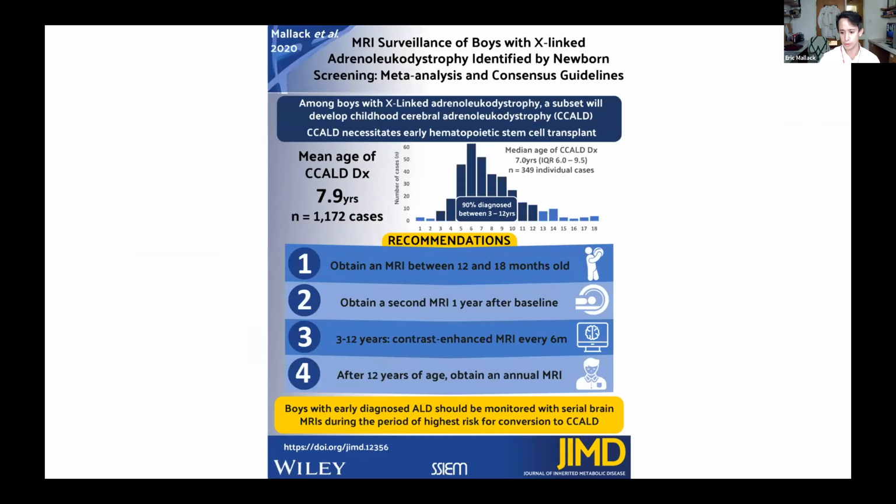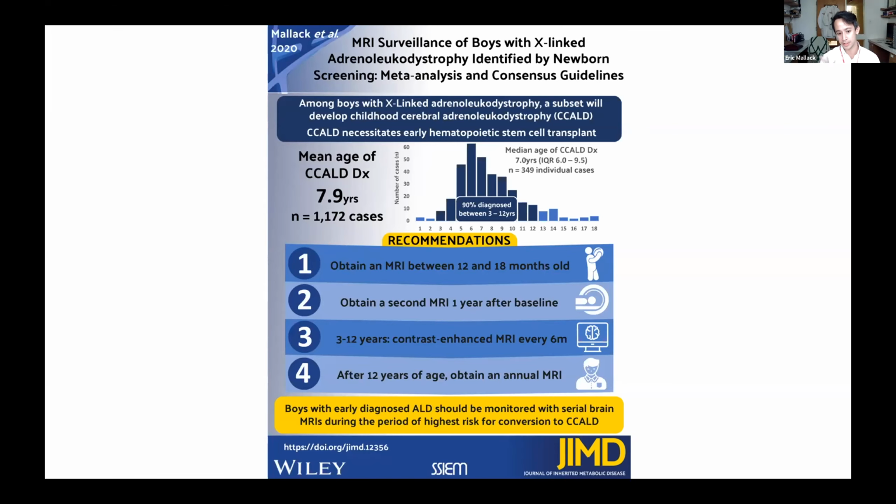So the journal was nice enough to feature us through a live abstract, and they published our recommendation. The recommendation is between the age of 12 and 18 months, get your first MRI, non-contrast, and then get the second MRI a year later. This is for a myriad of reasons, mainly looking for early cerebral ALD. We're looking for tiny changes. And the more we're scanning boys early in life with higher resolution scanners, we're finding more neuroanatomy that we have to deal with in terms of figuring out lesion versus not lesion.